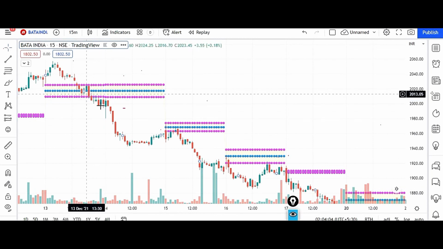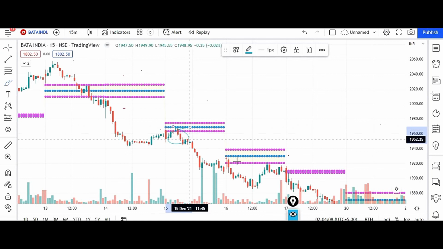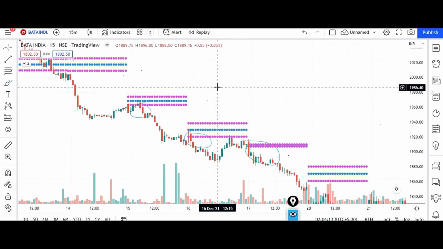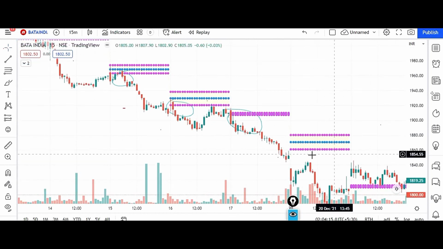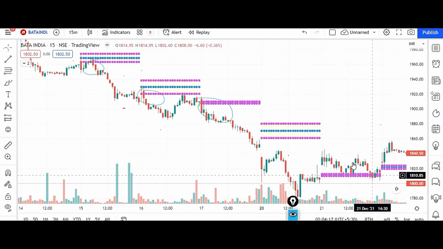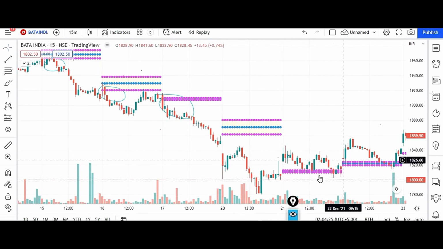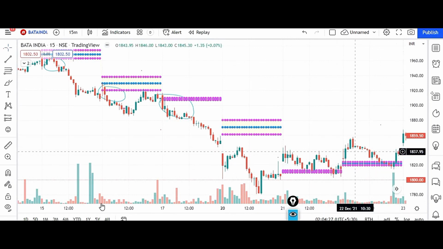Here the CPR breached this level. The next day you can enter here on rejection. Here you can enter, here you can enter. It didn't give an opportunity, so here you can exit. Once the price comes upside of the CPR, then you can exit your trade and look for the buy opportunity. That's how you can trade.